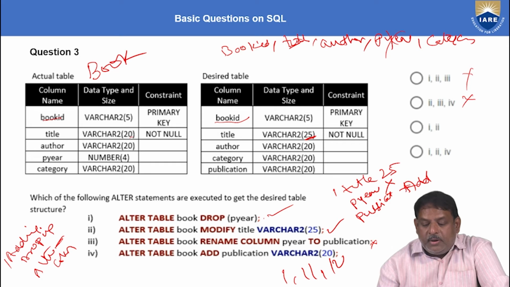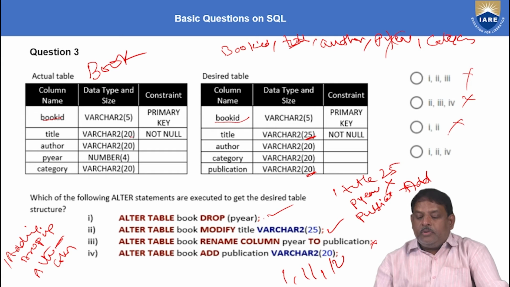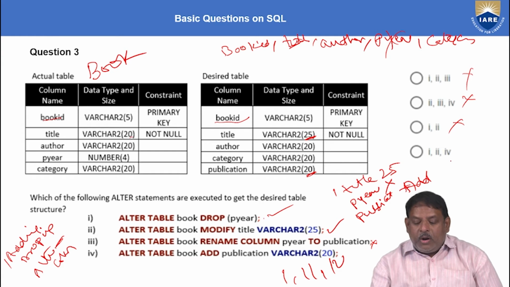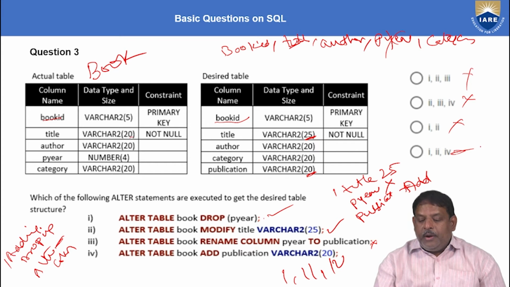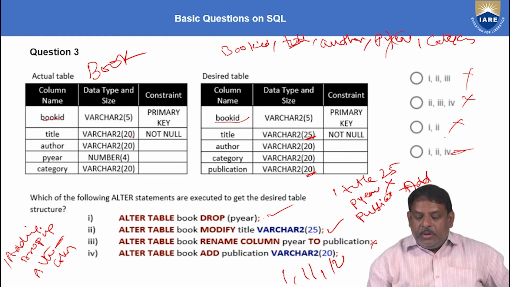Now what is the third option? The first statement is okay. Second is okay. But what about this publication? It is a new column being added. So this is also wrong. So we are left with only one option, 1, 2 and 4. So 1, 2, 4. Understood?